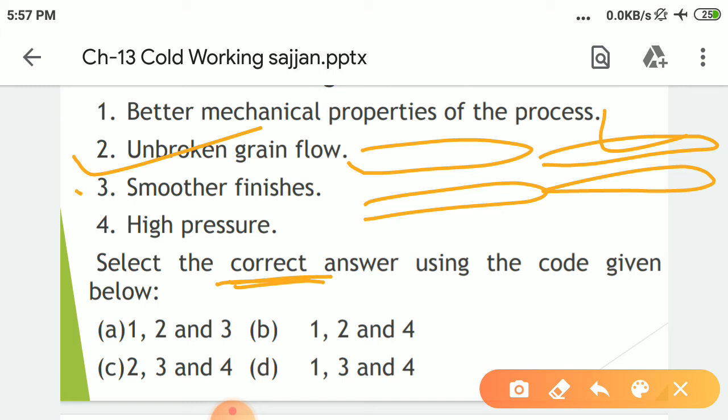Smoother finish, yeah, that's true. High pressure. Now we have to go to the options, because this also seems true, since high force means high pressure, but option 1, 2, 3, 4 is not there. So we can answer 1, 2 and 3.